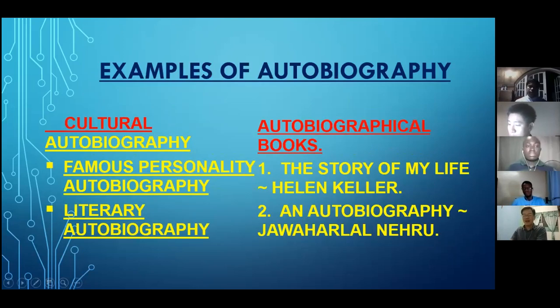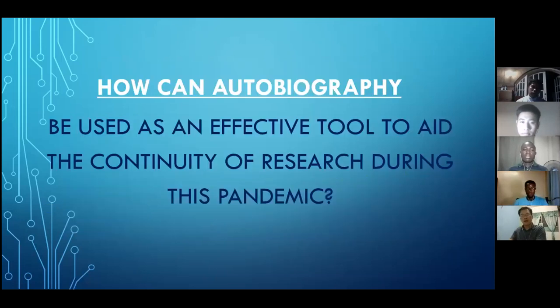Here are some examples of different types of autobiography: cultural, famous personality, literature. It could be about books. For example, The Story of My Life by Helen Keller. The question is, how can autobiography be used as an effective tool to aid the continuity of research during this time of pandemic?